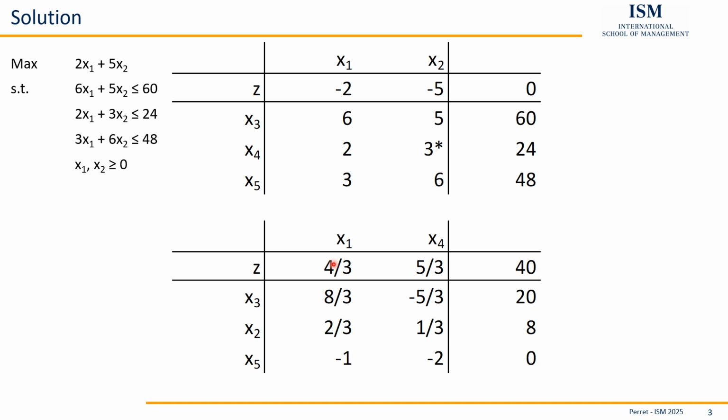So what are the distinct values for the decision variables? Everything which is up here has a value of 0. So x1 is 0. Everything which is here has the values on the right-hand side. So x2 has a value of 8. So my optimal solution is 0, 8. And it gives me an objective function value of 40.